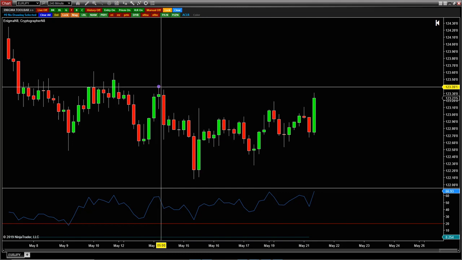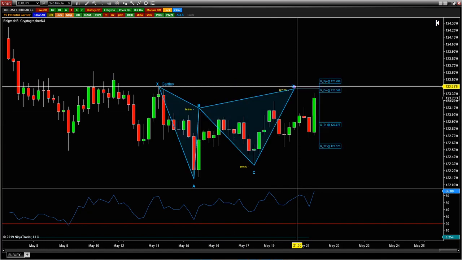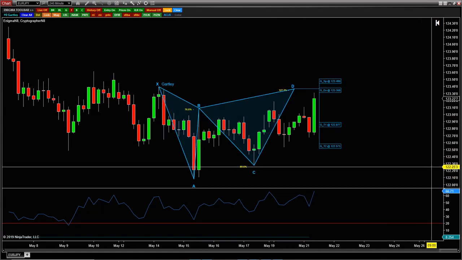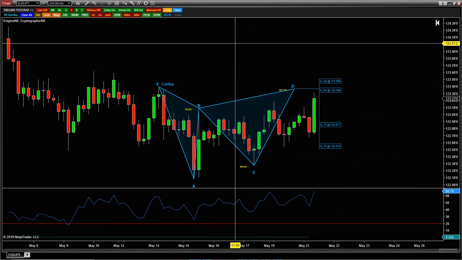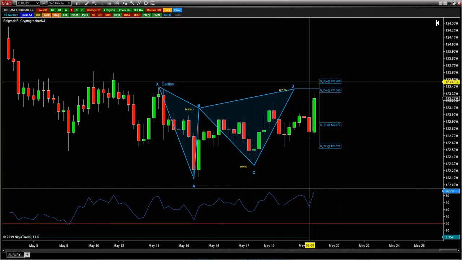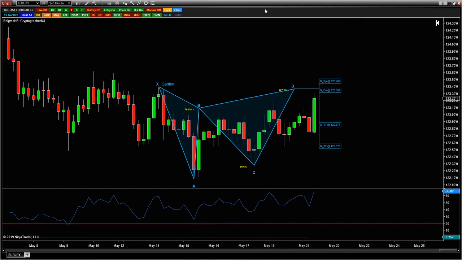Yep. So looking at X to A, A to B, B to C, and C to D right up there at 123.36. 123.36. Very, very deep Gartley. So you're looking at a very, very small stop loss there.